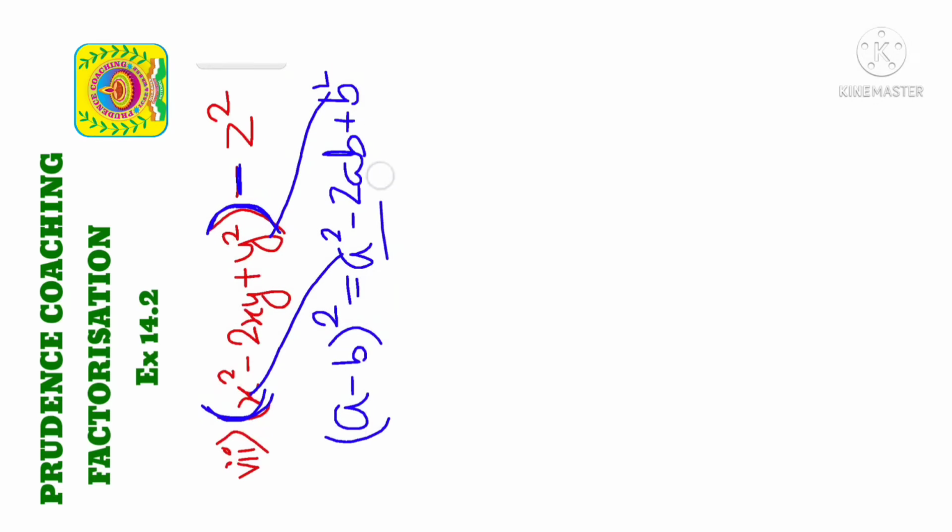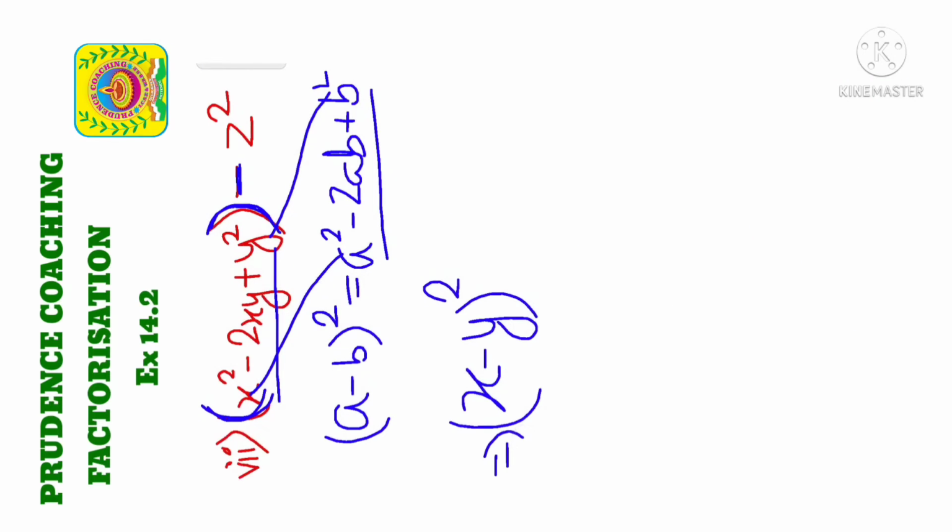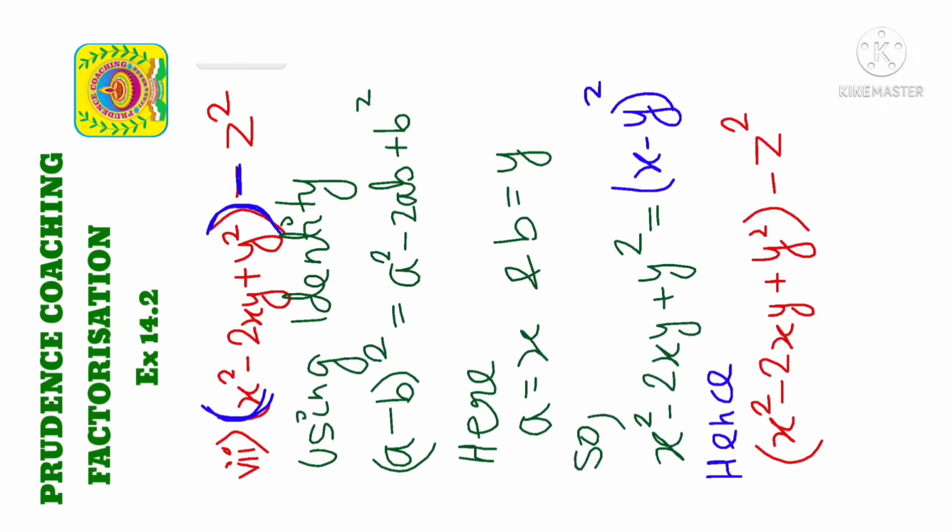So we can write this expression as a minus b the whole square, where a is x and b is y. So we can write this as x minus y the whole square, and we can write this minus z square as it is. I think it is clear to you. So I have rewritten everything. So hence in place of this we can write x minus y the whole square and minus z square as it is.